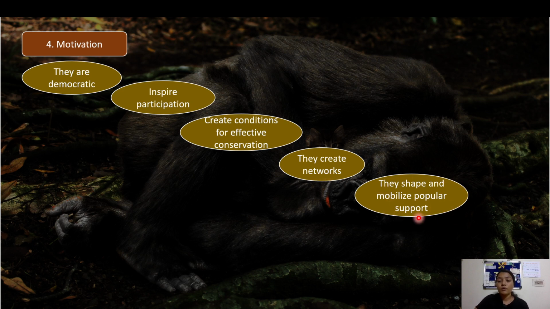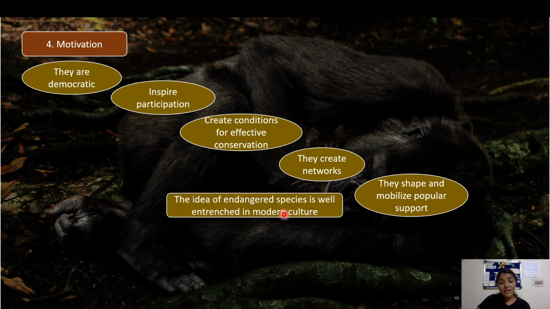They shape and mobilize popular support. So they try to obtain support by... the idea of endangered species is basically well entrenched in modern culture. So by showing the data in the public domain, this is what IUCN is trying to do. IUCN is trying to inculcate the idea of endangered species, threatened species in modern culture. They are trying to awaken people that see, these species are getting threatened because of us. So let us take a step towards conservation, which will motivate people to support the cause.